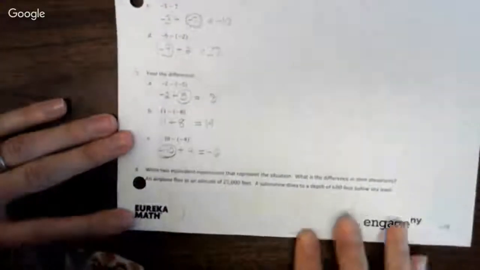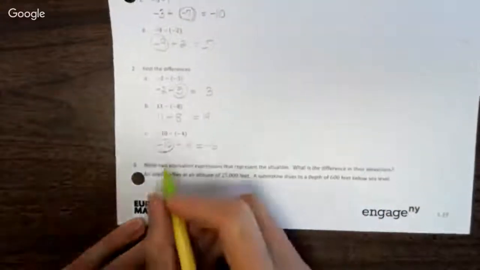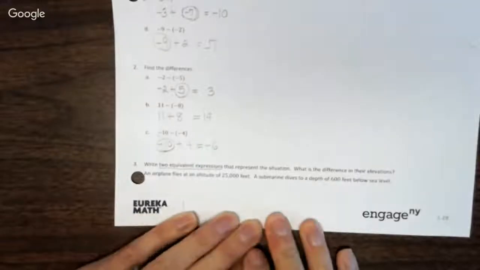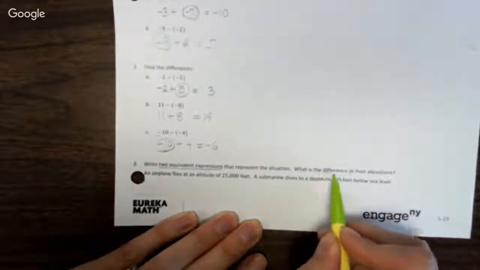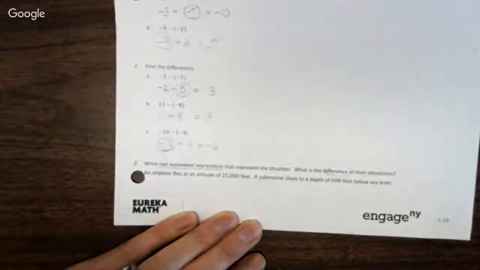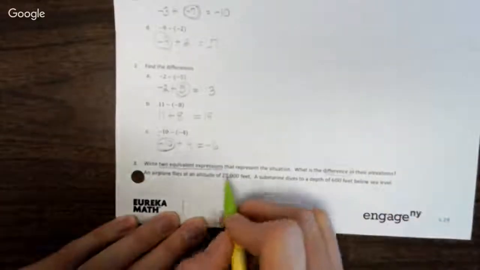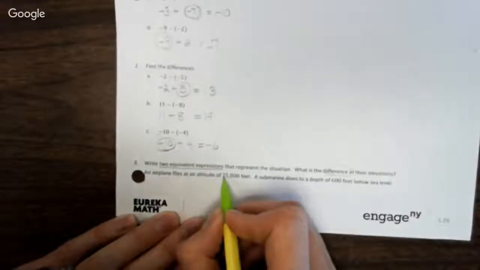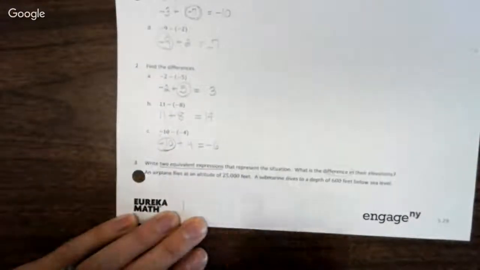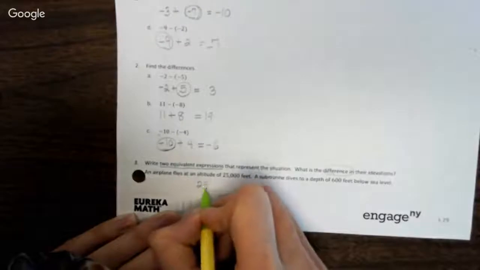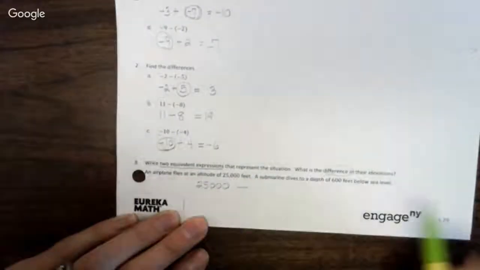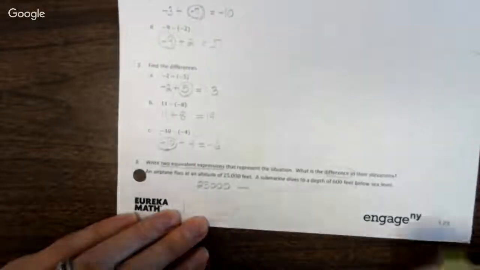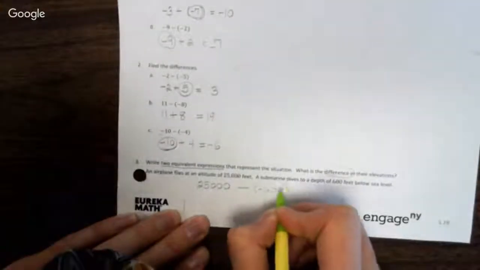All right, let's look at number 3. This says we're going to write 2 equivalent expressions to represent the situation. And the situation says, what is the difference in elevation? Now, difference means to subtract. So let's subtract these 2 numbers here. So an airplane is flying at a height of 25,000 feet. That's above the ground. So that means it's positive. Subtracting a depth of 600 feet, but that's below. So we're going to represent that with negative 600.